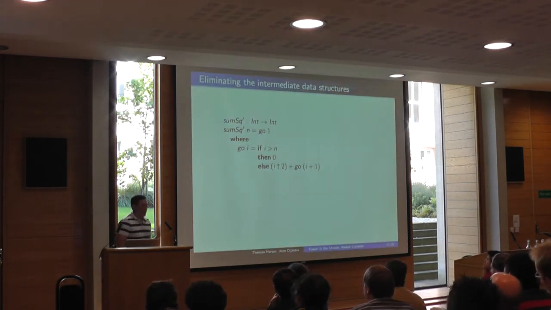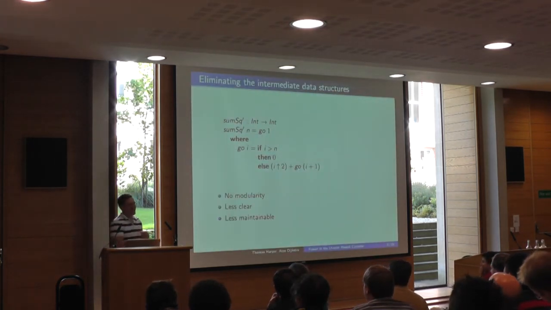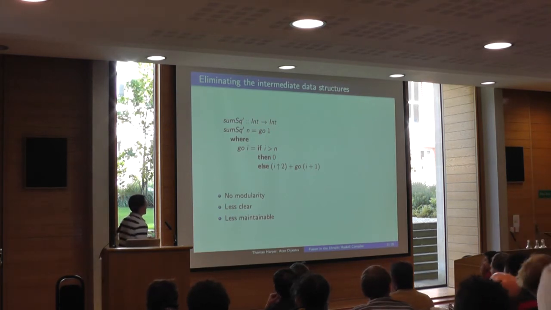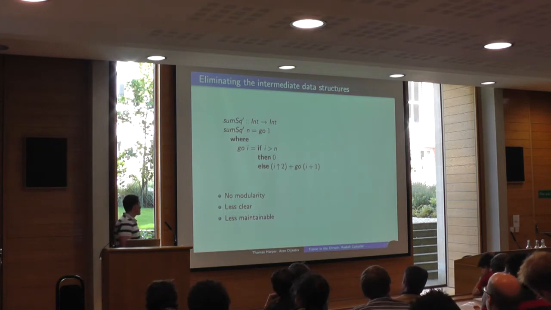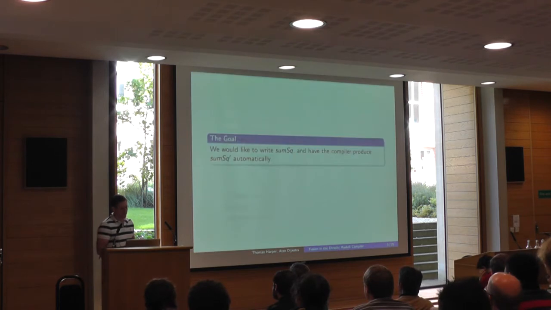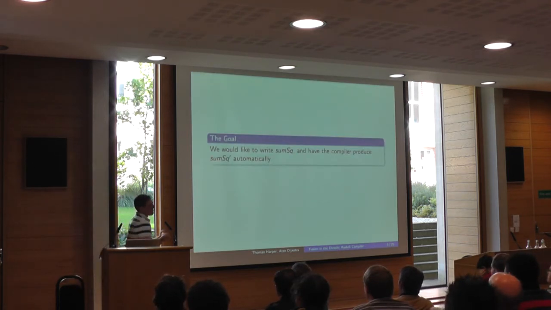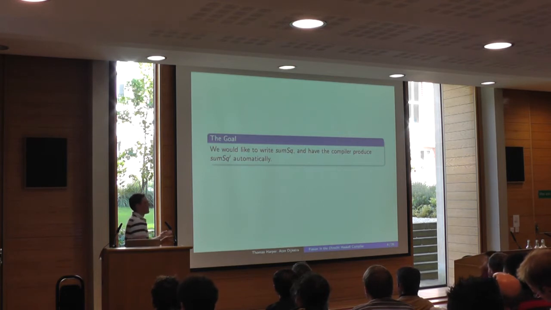So of course, I've accomplished it for all, but I've got rid of all the functional programming part of it. Now I have a recursive function that's not particularly nice. No modularity, less clear, less maintainable. So where are we? Well, the goal of fusion in this case is to write sum of squares and have the compiler produce a fused version automatically.